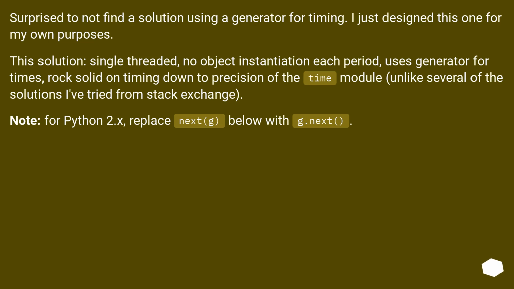Surprised to not find a solution using a generator for timing. I just designed this one for my own purposes. This solution, single-threaded, no object instantiation each period, uses a generator for times, rock solid on timing down to the precision of the time module, unlike several of the solutions I've tried from Stack Exchange. Note, for Python 2.x, replace next(g) below with g.next.